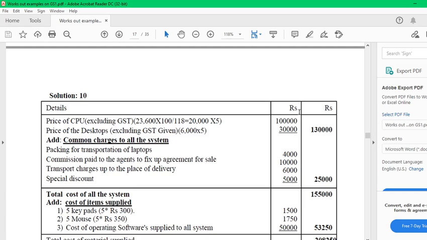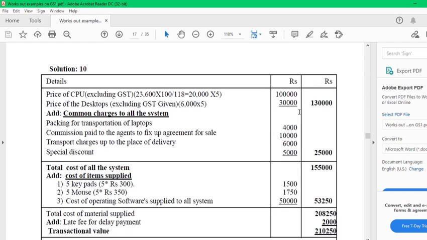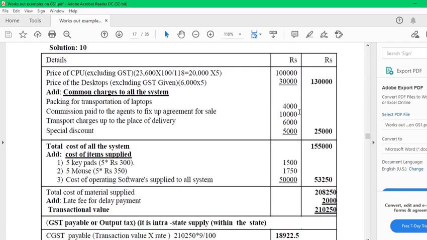Common charges to all the systems required are packing for transportation, commission paid to agent, transport charges to the place of delivery, and then discount given. It is common. Total 25,000. And the total cost of all the systems is 1,55,000.